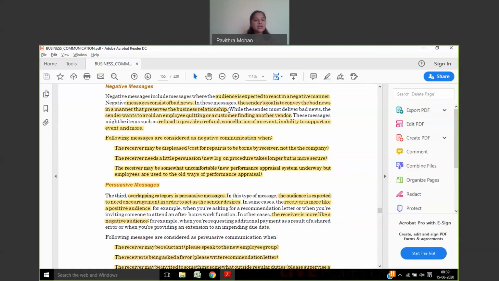So the sender wants to avoid an employee quitting or a customer finding another vendor. If my employee is going to leave the job, I have to ensure he remains with me. And the second one is that I have to ensure the customer is not finding another vendor or moving to another vendor.